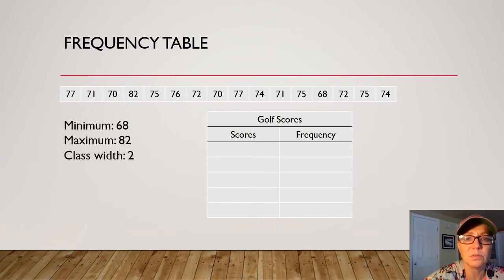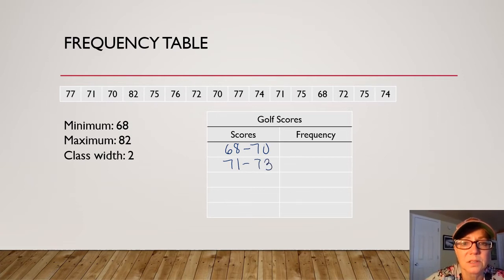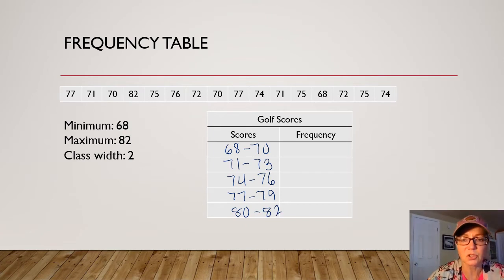All right, so what you do is the first class is 68 to 70. Notice if you subtract 68 from 70, you get 2. Then our next class would be 71 to 73, then 74 to 76, 77 to 79, and last we would have 80 to 82. Now, you want to make sure you have at least 5 classes and that you make it all the way from the minimum score to the maximum score, which we do. So now we're ready to start counting.